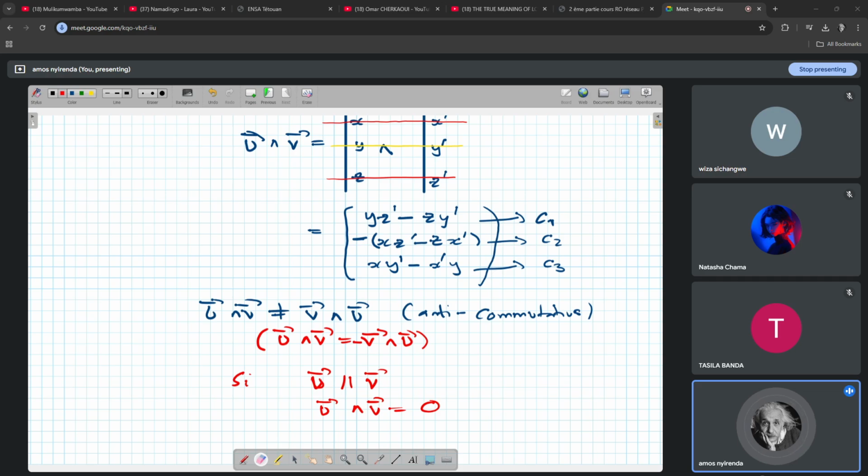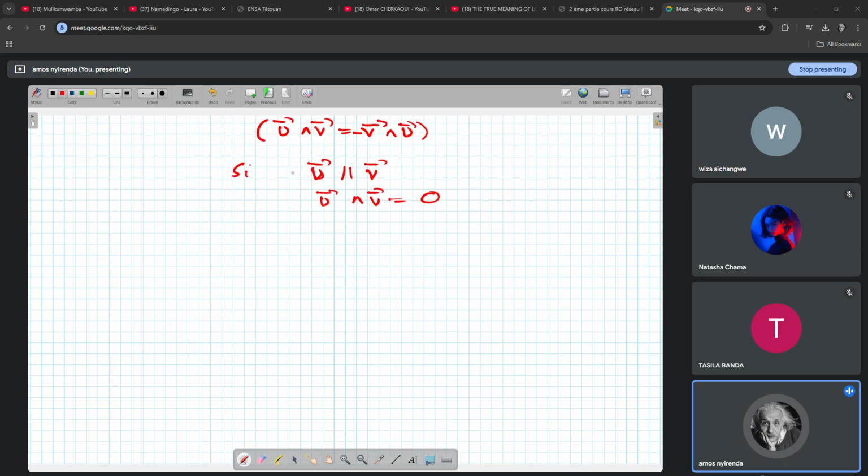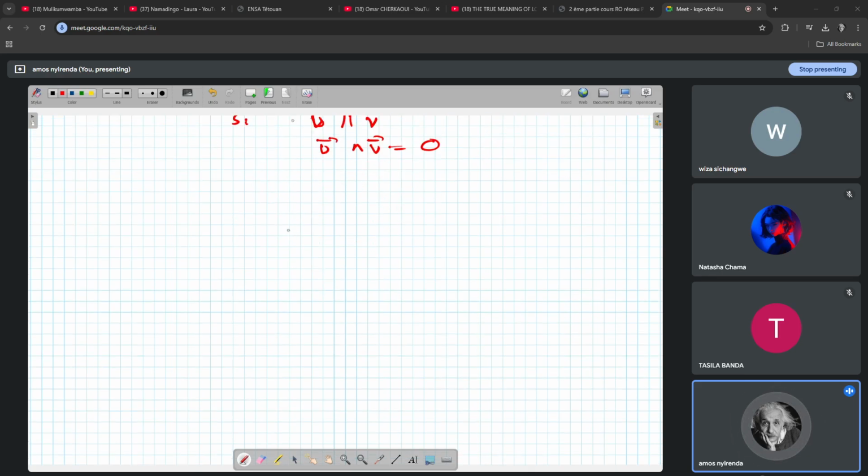So let's look at an example to understand what is happening here. Let's say we have two vectors. I'm going to take very simple vectors.